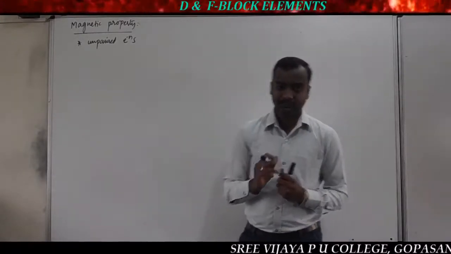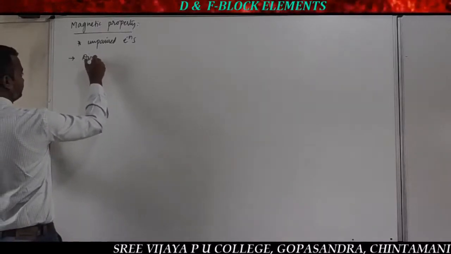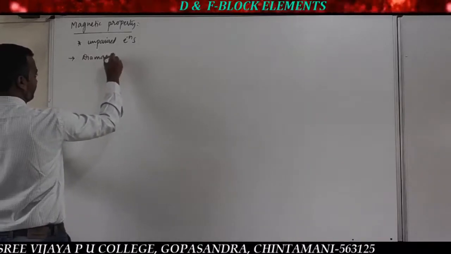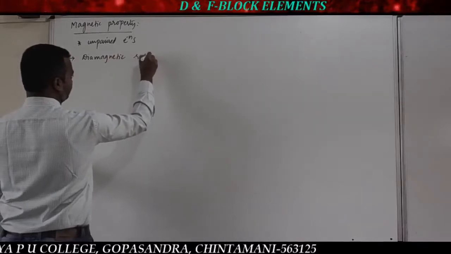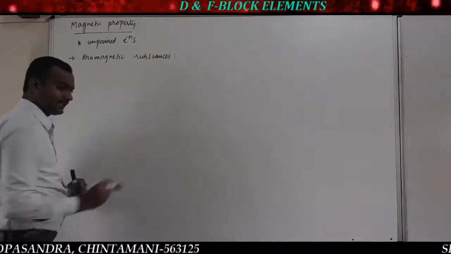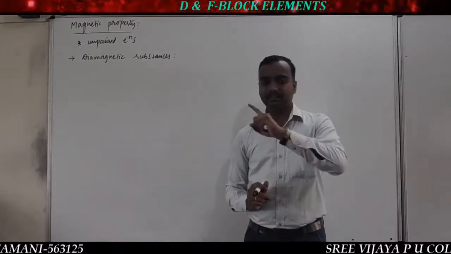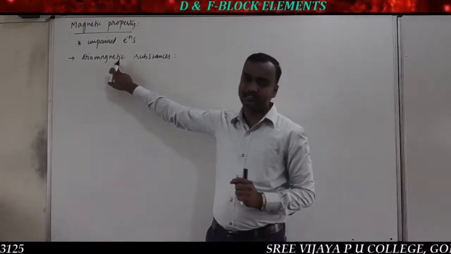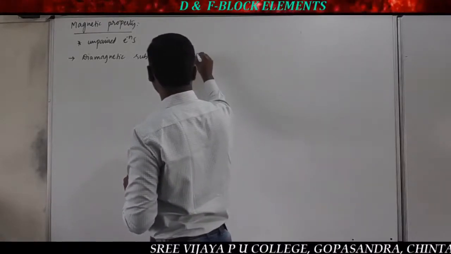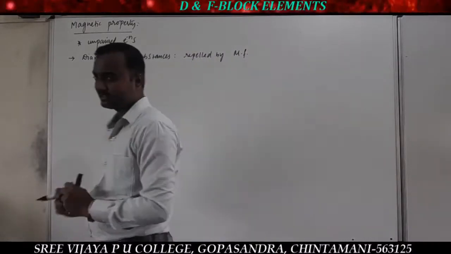One is diamagnetic substances. What is the meaning of diamagnetic substances? Substances placed in a magnetic field, if repelled by the magnetic field, are called diamagnetic substances. What are diamagnetic substances? Substances which are repelled by the magnetic field are called diamagnetic substances.